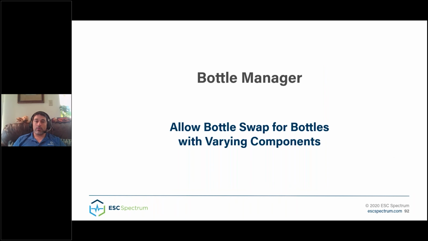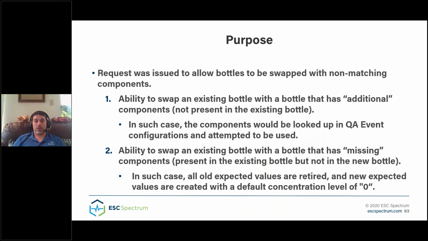And some more bottle manager stuff. We allow bottle swap for bottles with varying components. So it used to be that if you wanted to swap bottles, but the components weren't 100% matching, it wouldn't let you do it. So for example, bottle A has component A, B, and C. The other bottle has an additional component, and it didn't quite jive, so it wouldn't let you do it. So now it'll let you do it.